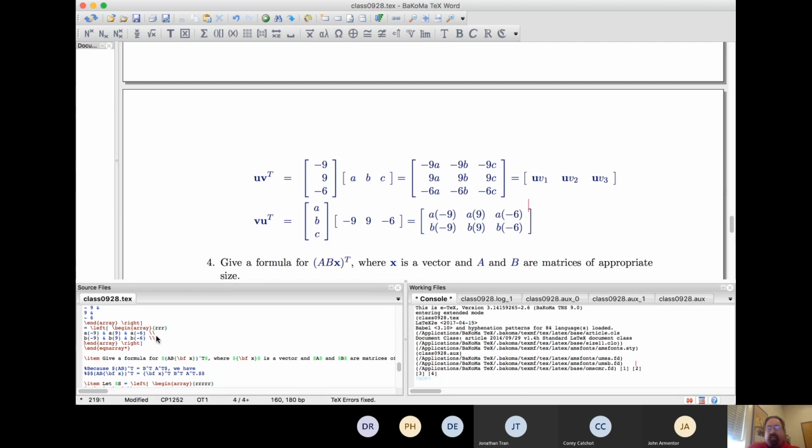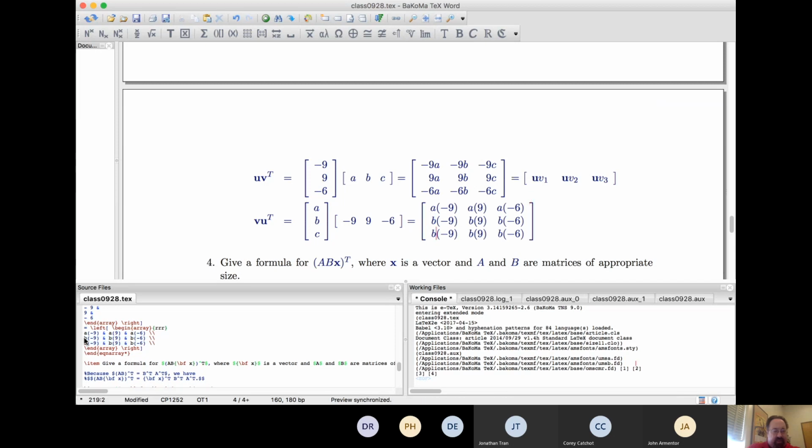Something is missing here. Somehow the third row disappeared. Not sure about how that happened. I'll just fill that in real quick.